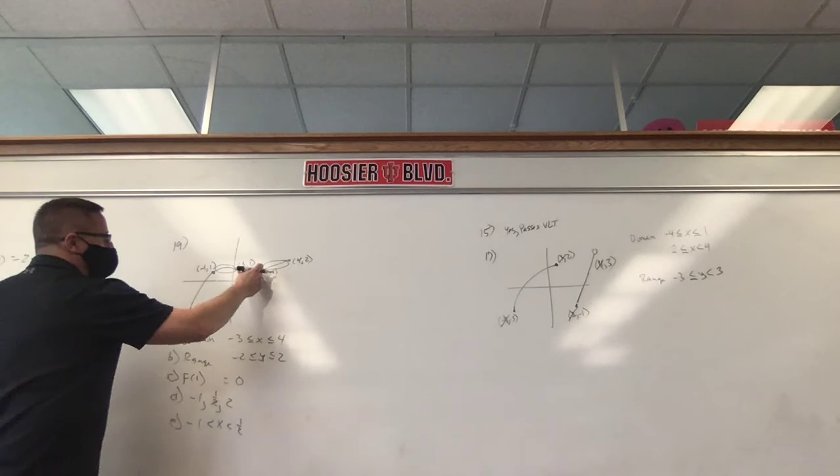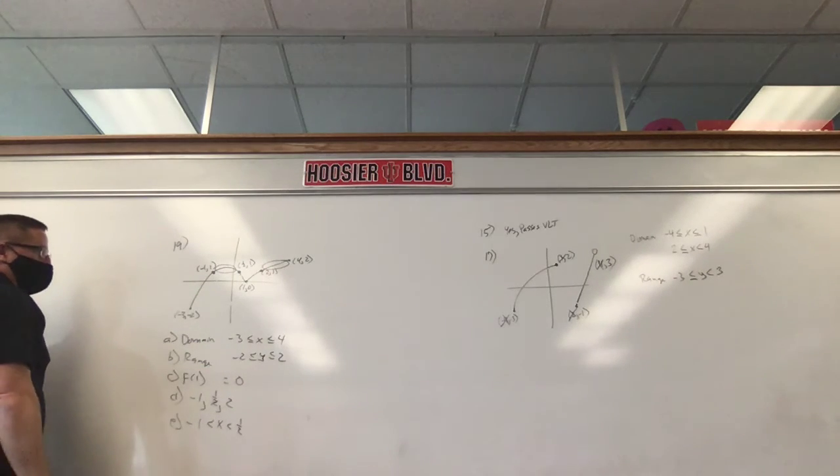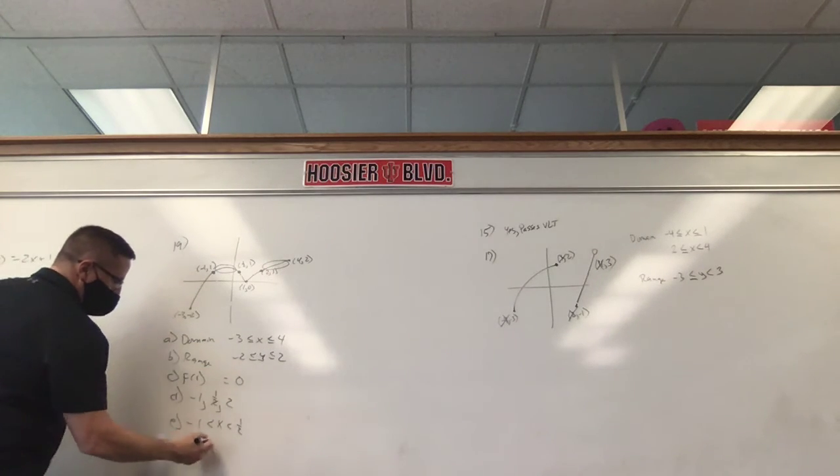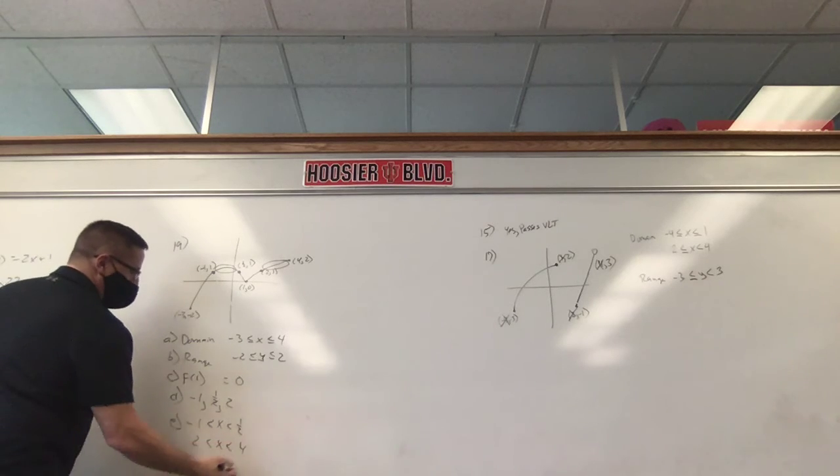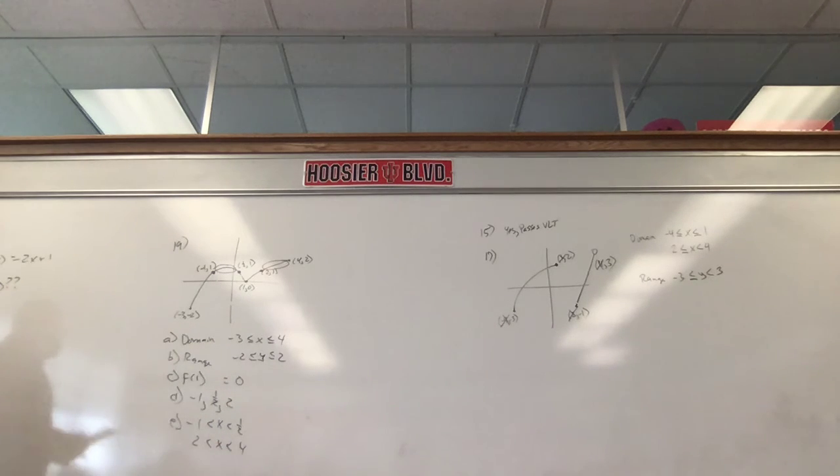And then from 2 to 4, it was above 1, okay? 2 is less than x is less than 4. Everything between 2 and 4, and again, not including 2 or 4, because at 2 and 4, it wasn't above 1, it was 1, okay?